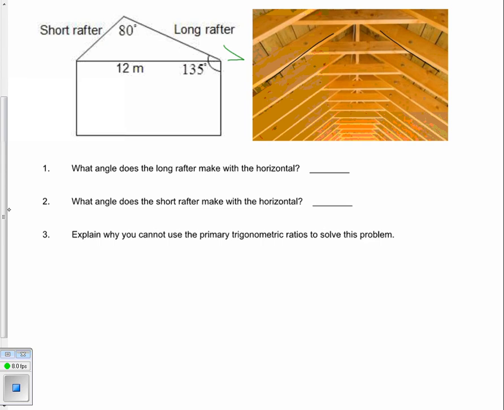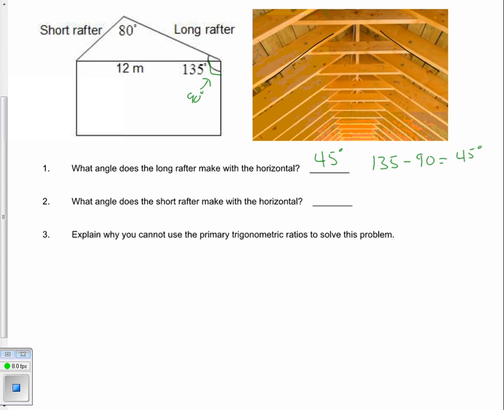In order to do that, we need to recognize that this is a rectangle on the bottom. And the angles of a rectangle, this angle right here, that's 90 degrees. So if I want to figure out what my angle is going to be, I have to take 135 degrees and subtract 90 degrees from it. When I do that, I end up getting 45 degrees. So my long rafter, from the horizontal to the rafter, makes an angle of 45 degrees.